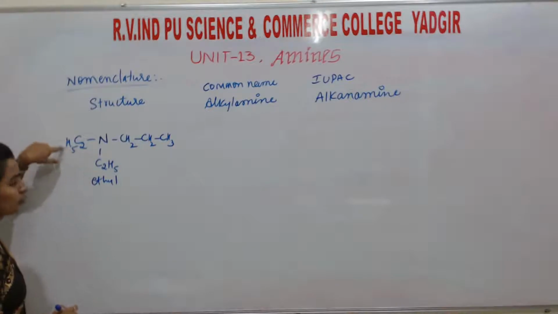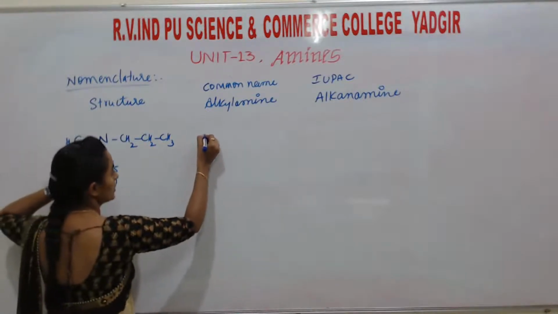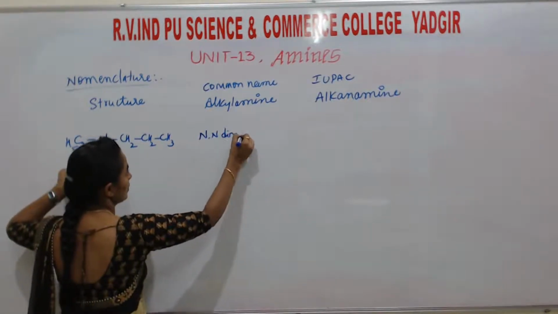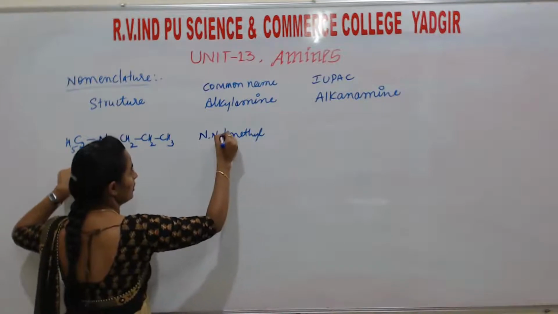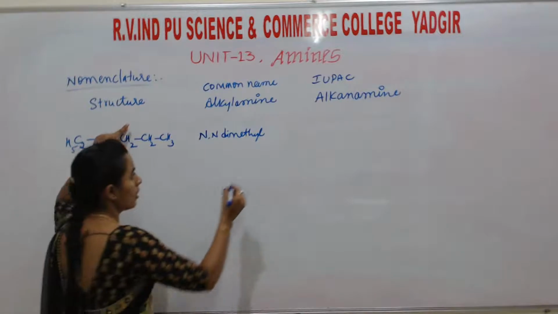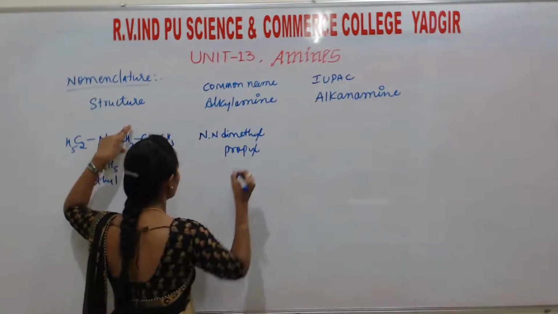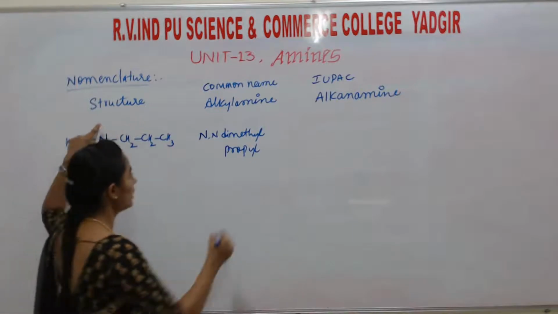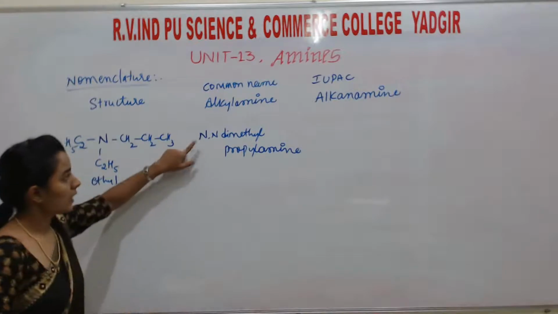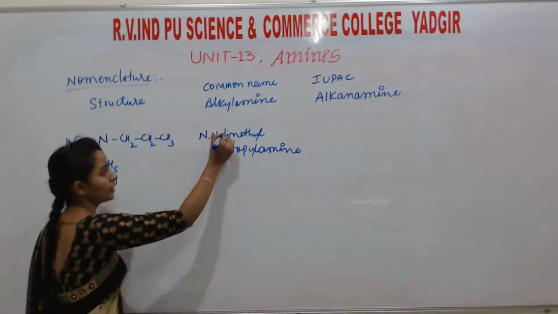So like this, two groups are there. Correct? So right here, this is N, N dimethyl. So that is what? Substituent. Next, this one is propyl. Continue, you write. Don't write above or below. So propyl amine. This is the name. N, N dimethyl propylamine. Are you getting?